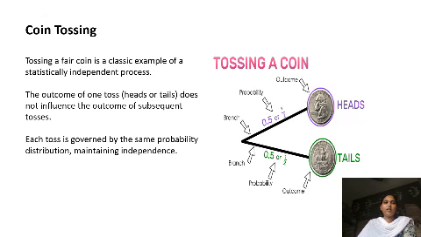Coin tossing. Tossing a fair coin is a classic example of a statistically independent process. The outcome of one toss, heads or tails, does not influence the outcomes of subsequent tosses. Each toss is governed by the same probability distribution, maintaining independence. Tossing a coin, heads or tails, each has probability 0.5, or 1 by 2.